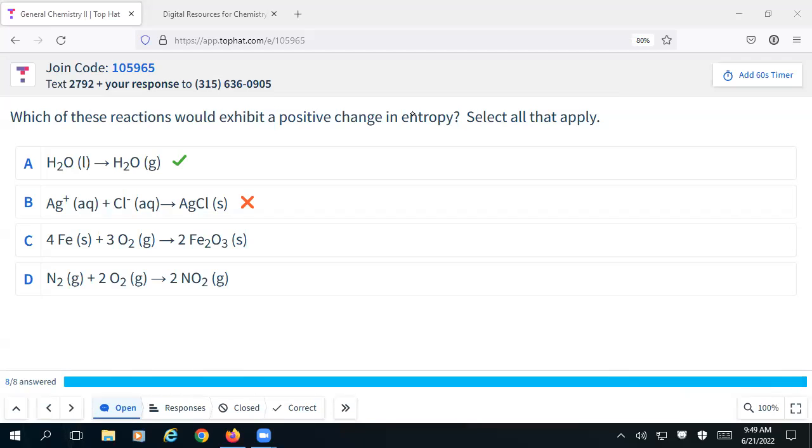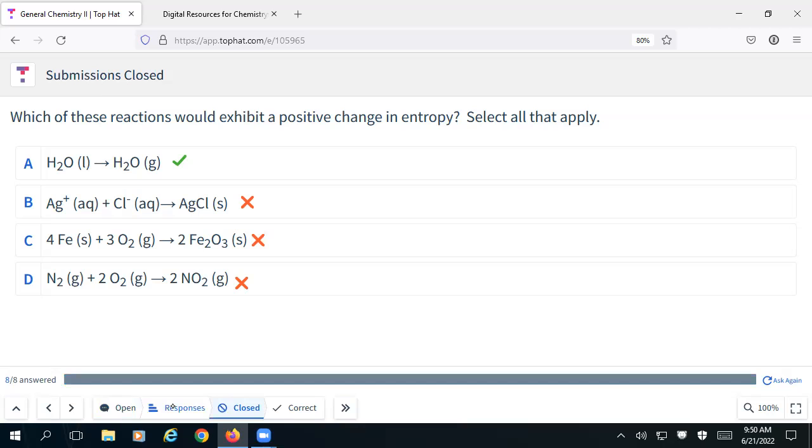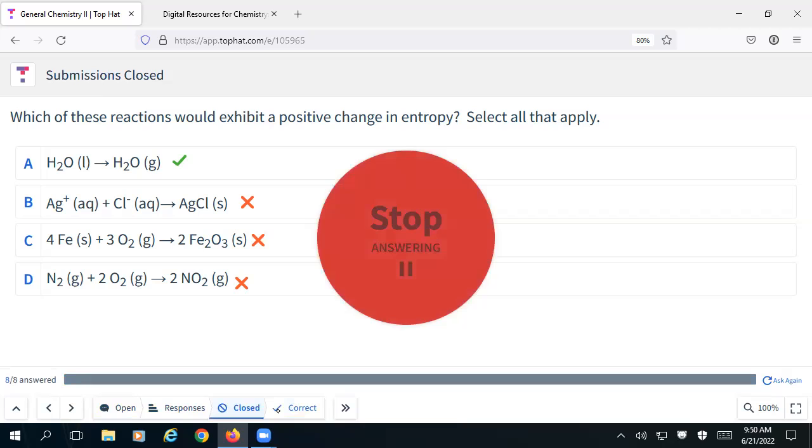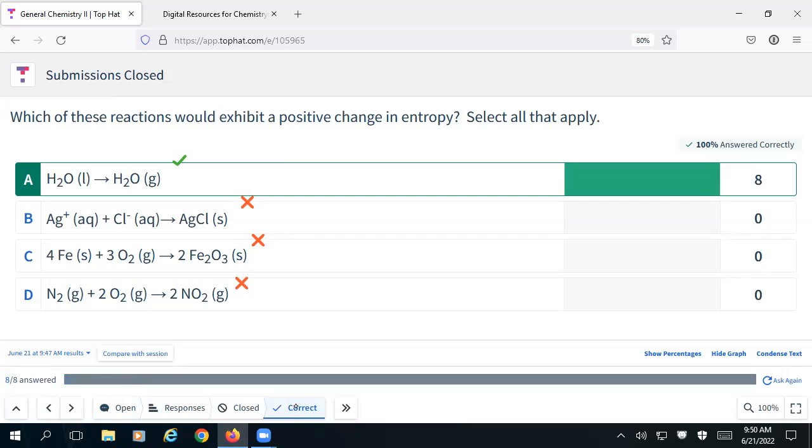So the way I always look at these is I look at what side has the most entropy and what's happening to it. So I can see that I've got gases on the reactant side. They're turning into solids. That's going to be a negative change in entropy. And then letter D here is a lot like the last one that we did in the example. We've got gas on both sides, but I've got 3 on the reactant versus 2 on the product side. So that one's not going to be positive either. So overall, only that first one would be positive. Any questions with this?